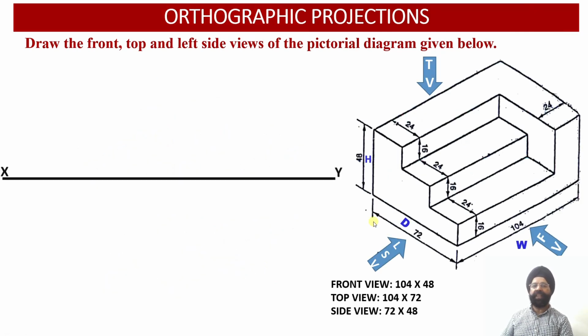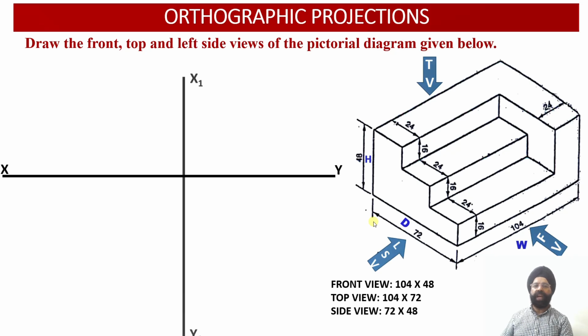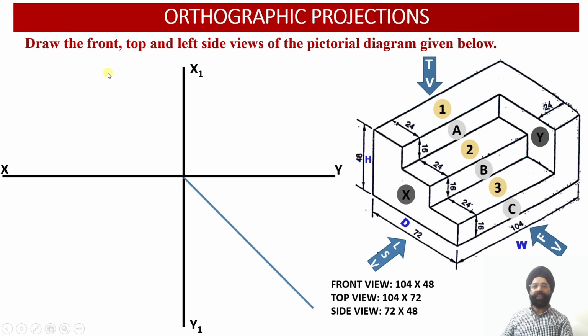So let us start with the construction of the orthographic projection. So here we have the XY line and the X1 Y1 line. Here we are going to get the front view of these orthographic projections. This will be drawn on this side. This is my vertical plane. The top view will be drawn over here and the left hand side view will be drawn on the right hand side of the front view.